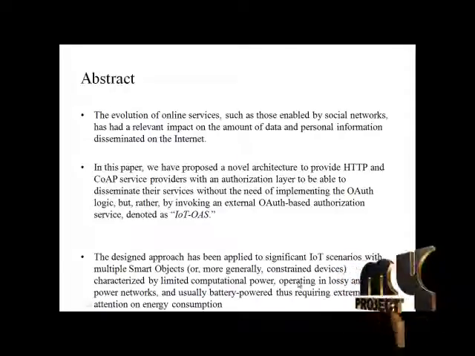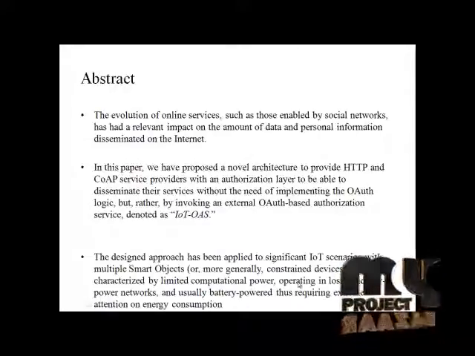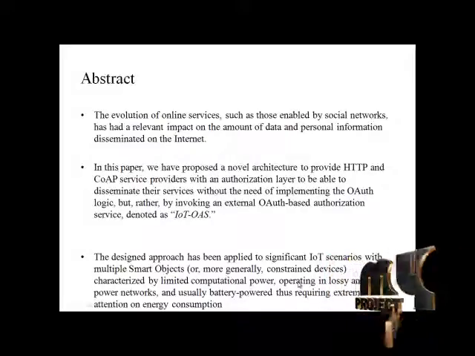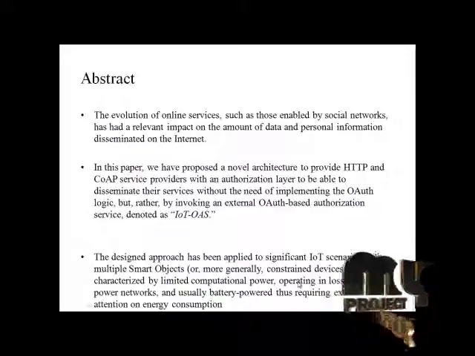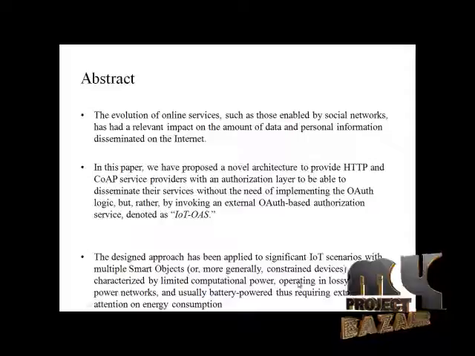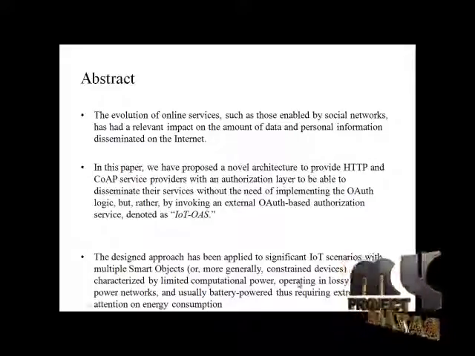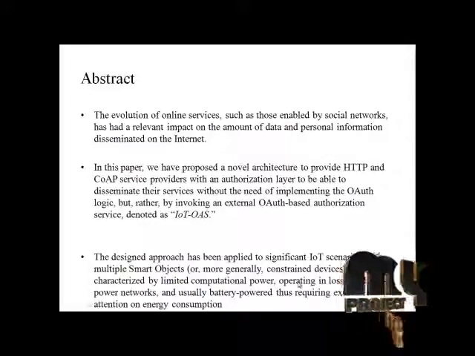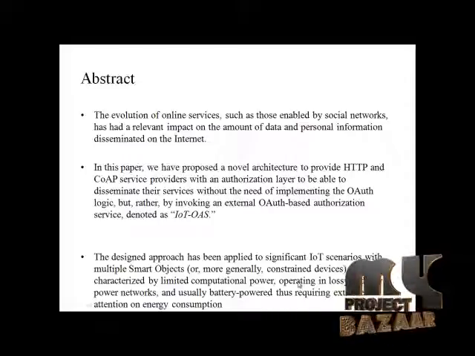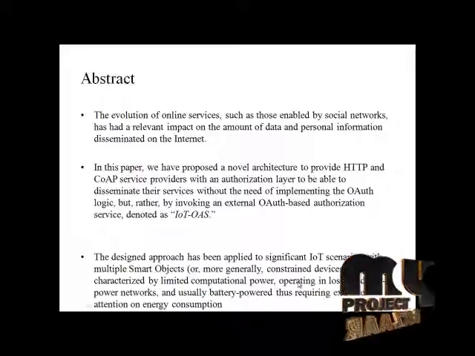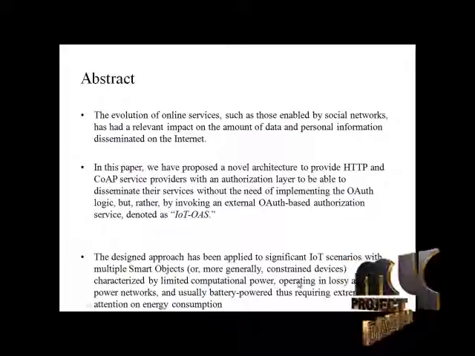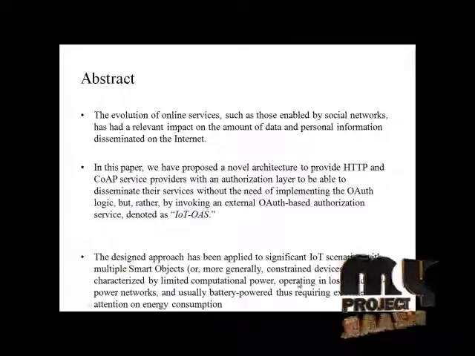Now let me discuss the abstract of our process. The evolution of online services such as those enabled by social networks has had a relevant impact on the amount of data and personal information disseminated on the internet. In this paper, we propose a novel architecture to provide HTTP and CoAP service providers with an authorization layer, to be able to disseminate the services without the need of implementing the OAuth logic, but rather by invoking an external OAuth-based authorization service known as IoT-OAS.